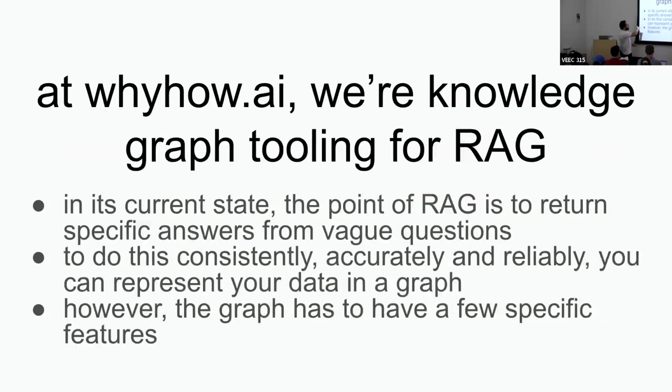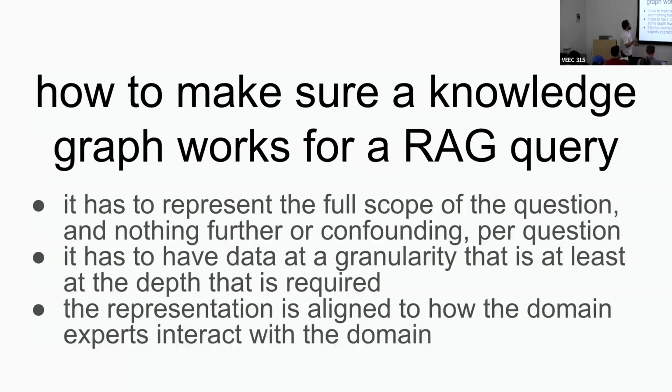So, and this is the point. In its current state, the point of RAG is to return specific answers from vague questions. I think that's useful, right? And the structured grounding kind of closes that gap. I think this has to be really important. Reliability is a buzzword right now, but reliability has been a thing in graphs for ages in terms of determinism. But this is our mantra.